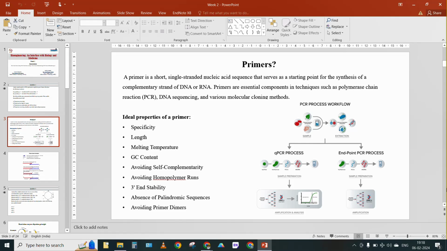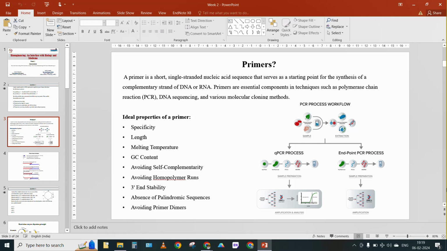And the next important property is avoiding homopolymer runs. Many researchers and scientists make the mistake of not avoiding them. Long stretches of the same nucleotide should be avoided in primer design, as they lead to mispriming or non-specific amplification. The next is absence of palindromic sequences. A primer should not contain any palindromic sequences, as they can form hairpin structures or primer dimers interfering with PCR amplification.